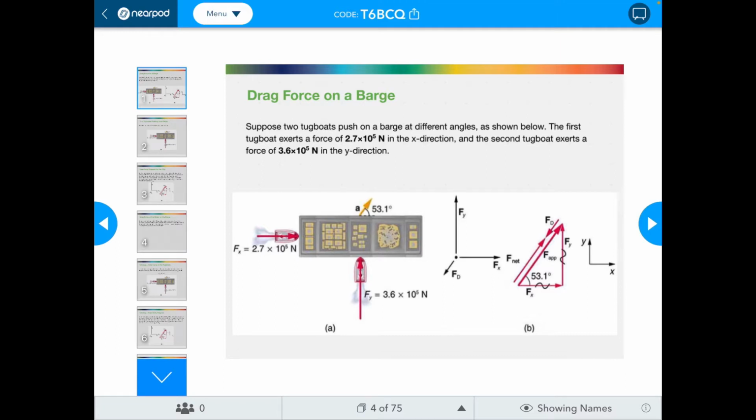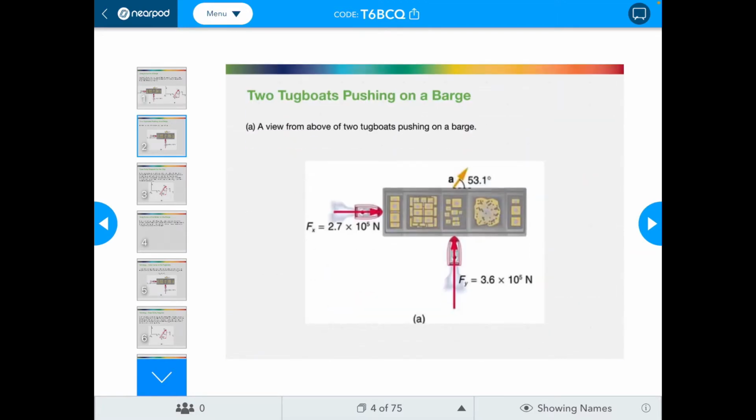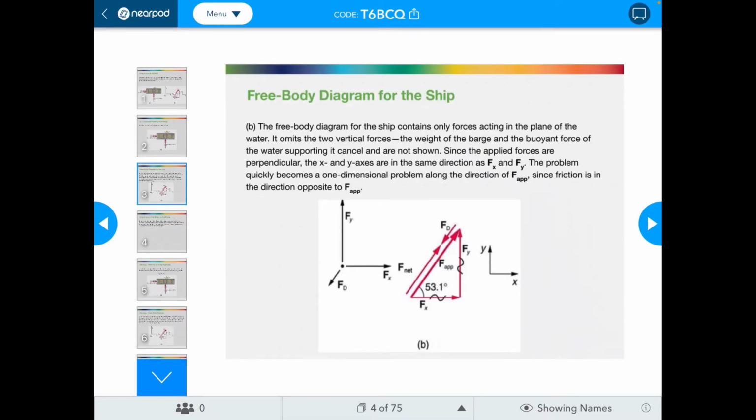So here we need to take these two numbers that are on here and remember them. So 2.7 times 10 to the fifth is just 270,000. 3.6 times 10 to the fifth is 360,000. So we need to take those with us, because we're going to go down here a little bit on the slides to give ourselves some room to do this problem. So there's the overall picture of the two tugboats pushing the barge. There is the triangle, the free body diagram, as well as the actual vector diagram of it.